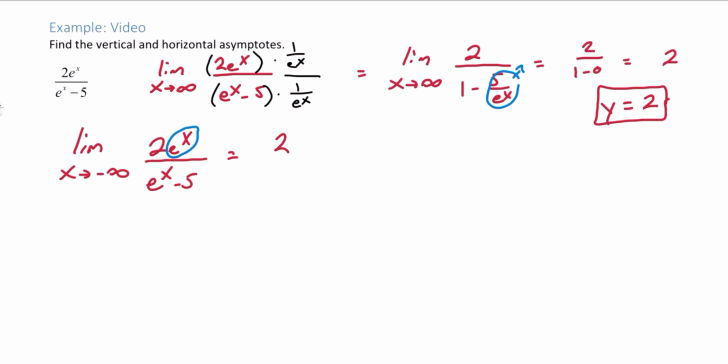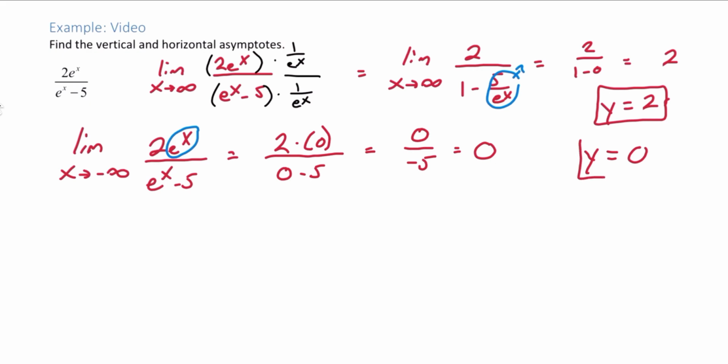So here we have 2 times 0, and in the denominator we have 0 minus 5, so we're getting 0 over negative 5, which is 0. So another horizontal asymptote is y equals 0.